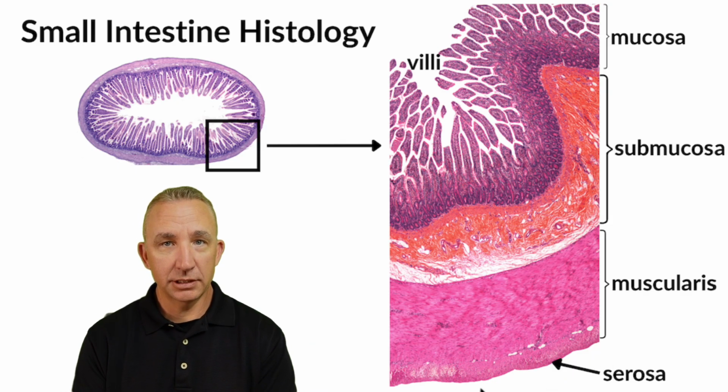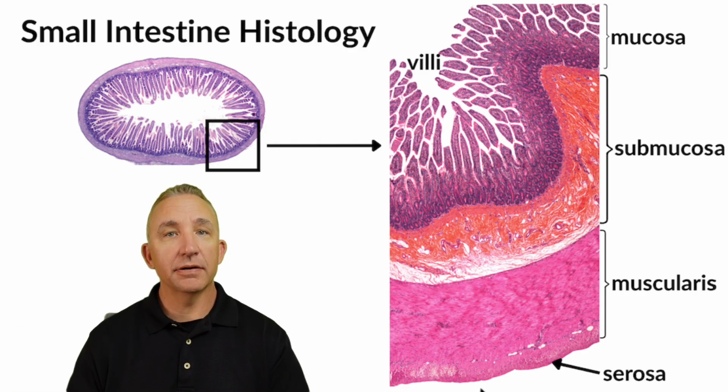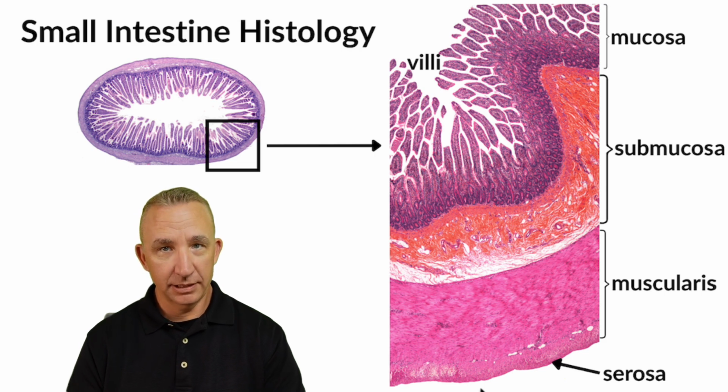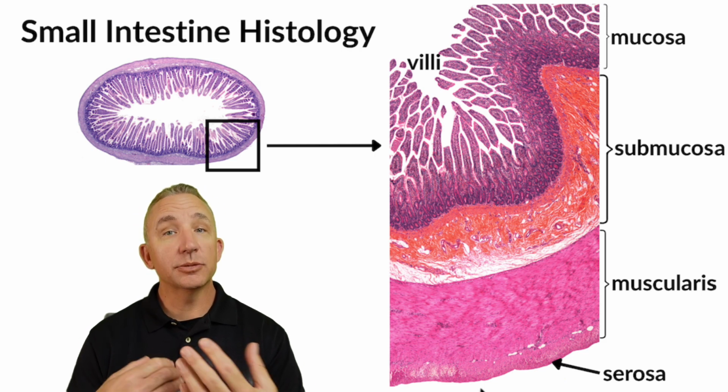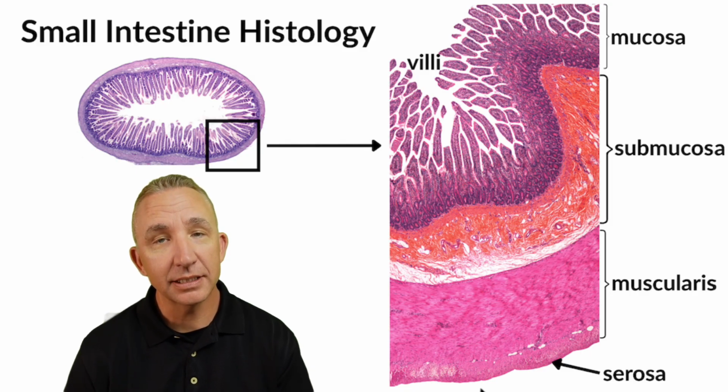There's a couple changes here and there from esophagus all the way through large intestine, but the 4 layers stay the same. So all you're doing is repeating some of this as you go through histology. We just pick out the different structures that are unique to each organ. So this is small intestine histology.